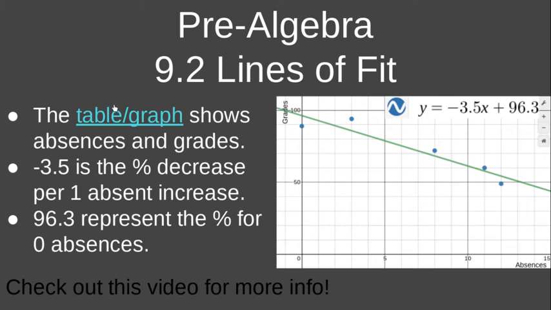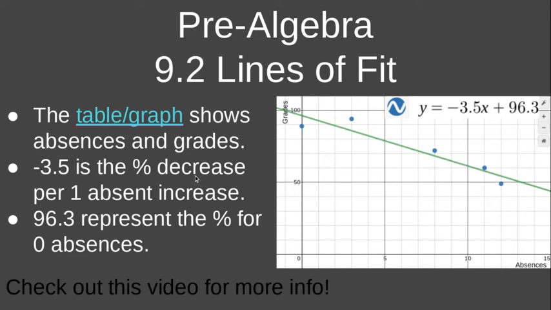If you click here on table graph, that'll take you to the Desmos link, and it shows you how to get the regression model, and you can play around and experiment with that some. The regression model ends up giving us an equation of y equals about negative 3.5x, that's a rounded number, plus 96.3. So on top of the equation matching the data, this is telling us stuff about the grades and absences.